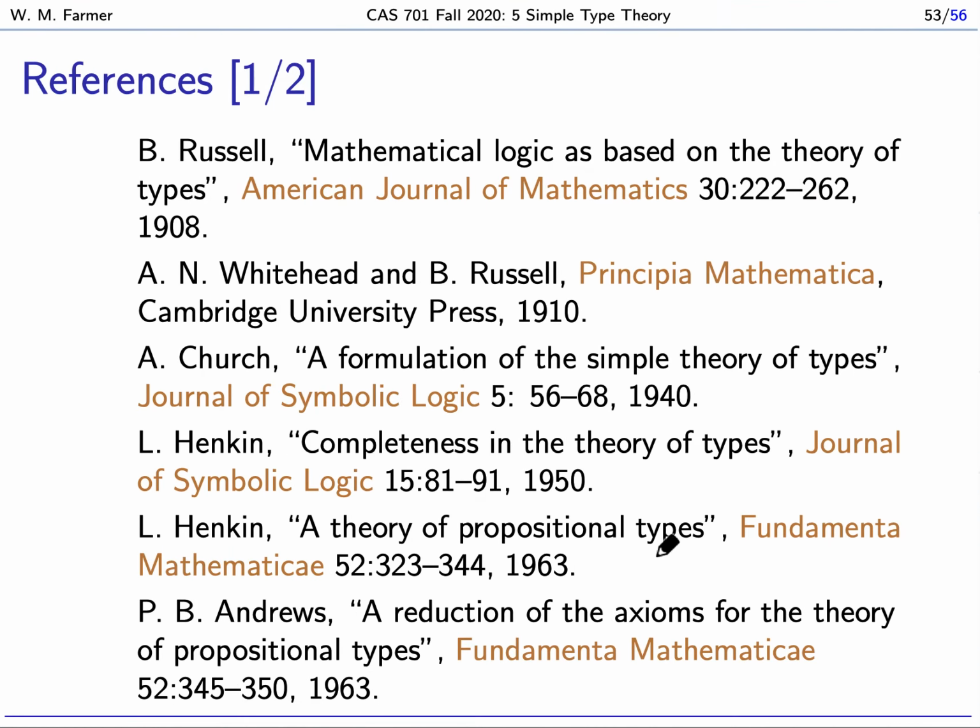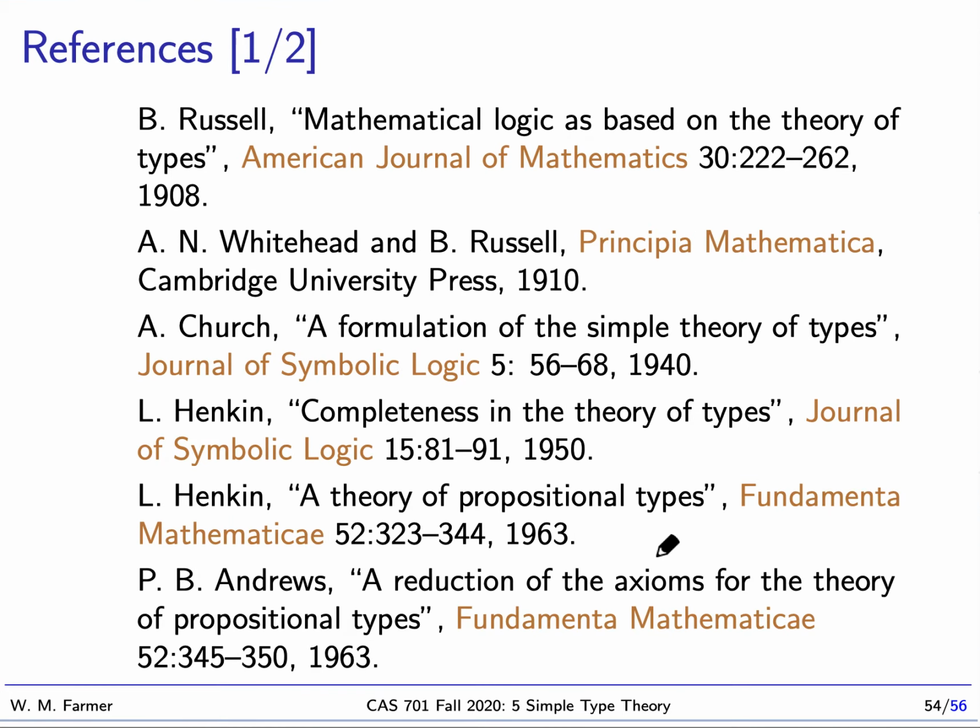Now, here is a list of references that I will quickly mention. There's Bertrand Russell's original paper where he introduces the theory of types, the ideas that started type theory. There's Whitehead and Russell's Principia Mathematica, which uses the theory of types to formalize, really for the first time, a major chunk of mathematics.